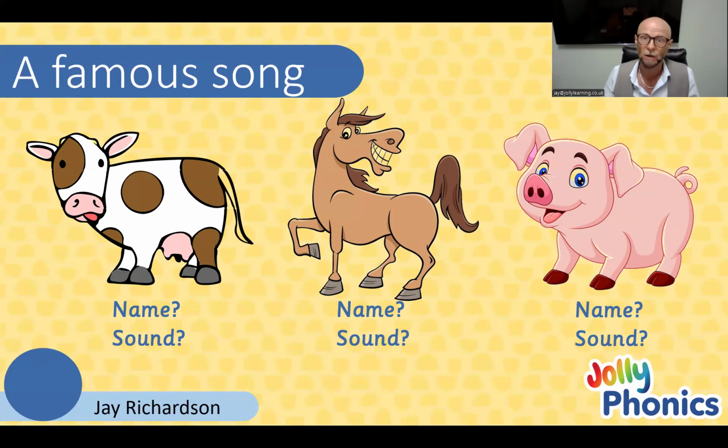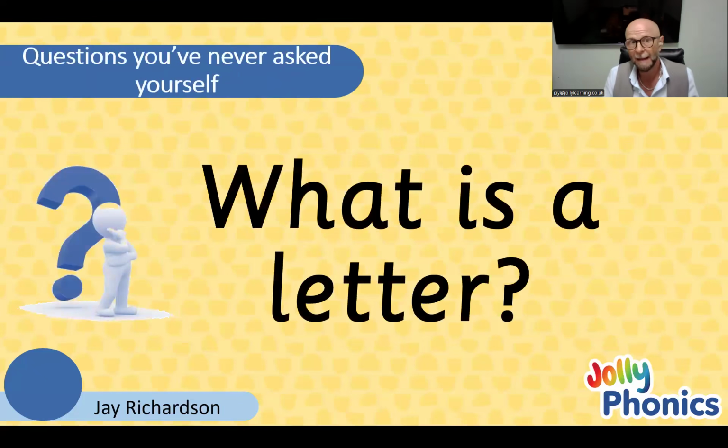So you can conclude that certain things can have names and sounds and images. We've got pictures, names, and sounds. It's not that unfamiliar to a child. They get it. You can play a game of what's the name of the animal, what's the sound of the animal, what's the picture of the animal. Good. Well, let's have a think about letters then.